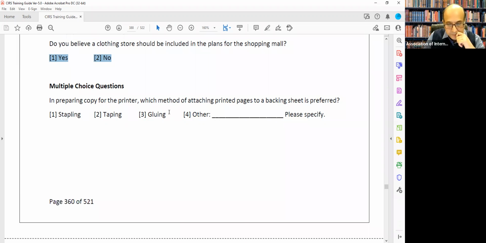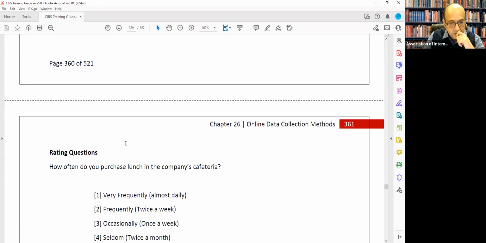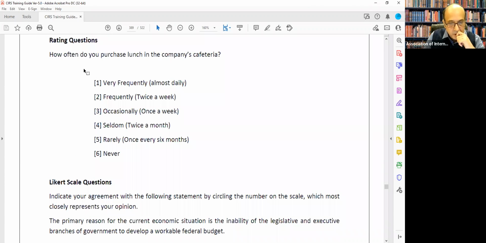Multiple choice, as we all know, and which we'll find out in the exam, is a set of options shown right here. Rating questions: how often do you purchase lunch in the company's cafeteria? Very frequently, occasionally. Would you think that this data set is more of a quantitative data, or is it going to be a collection of qualitative information? How would you treat this one?